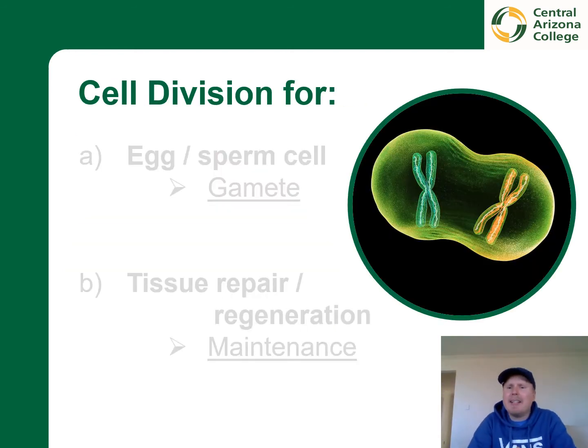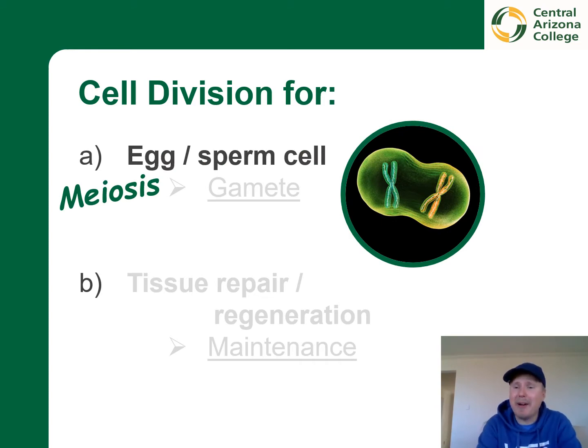And I guess the next logical question is, why do we have cells dividing in general? Well, we can actually find two situations where cell division must take place. And the division is very different in these two in terms of how it happens, especially as it comes to how the genetic material is handled.